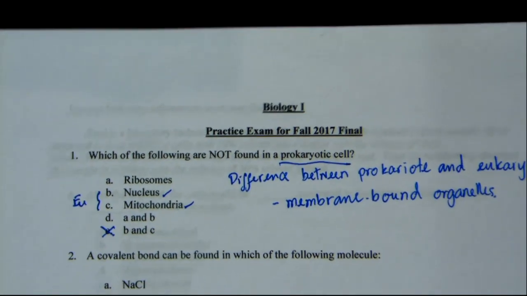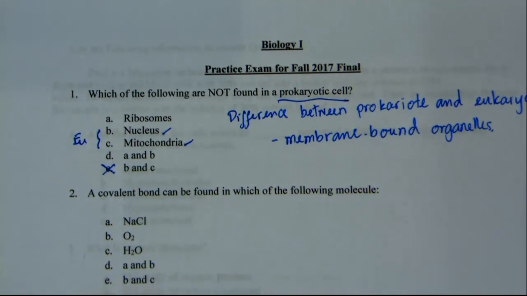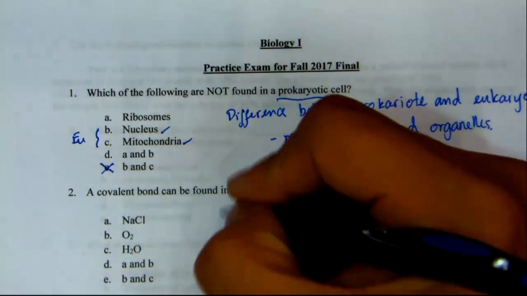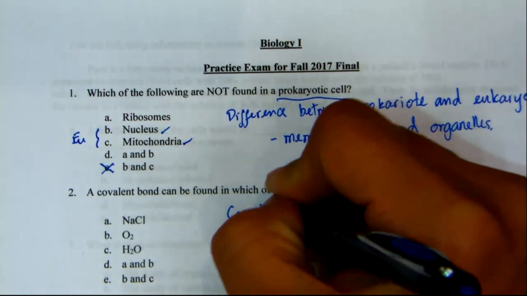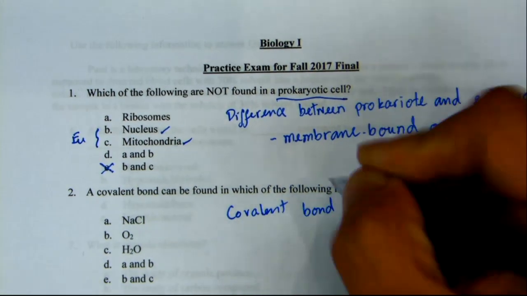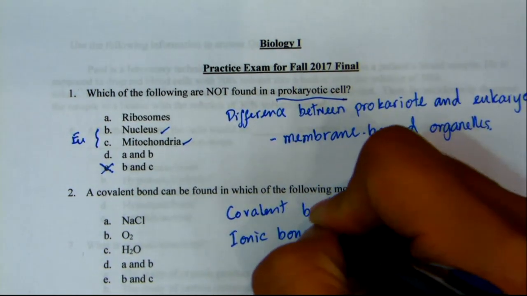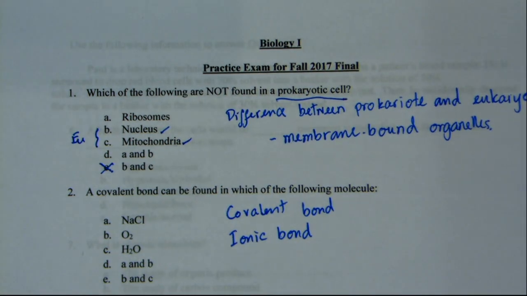Okay, second one. A covalent bond can be found in which of the following molecules? First, let's look at the difference between covalent bond and other bonds. The two major types of intramolecular force are covalent bond and ionic bond. So there are two major types of bond that we're dealing with right now.